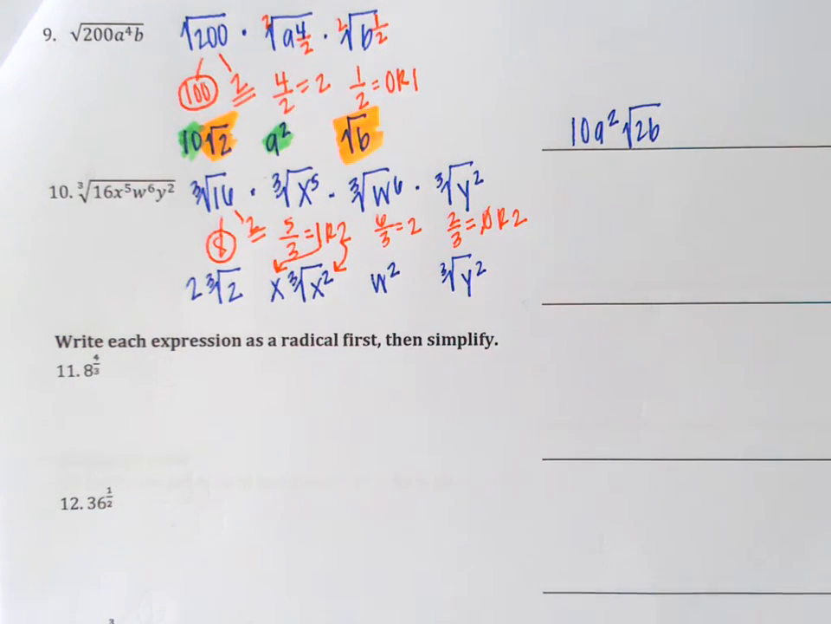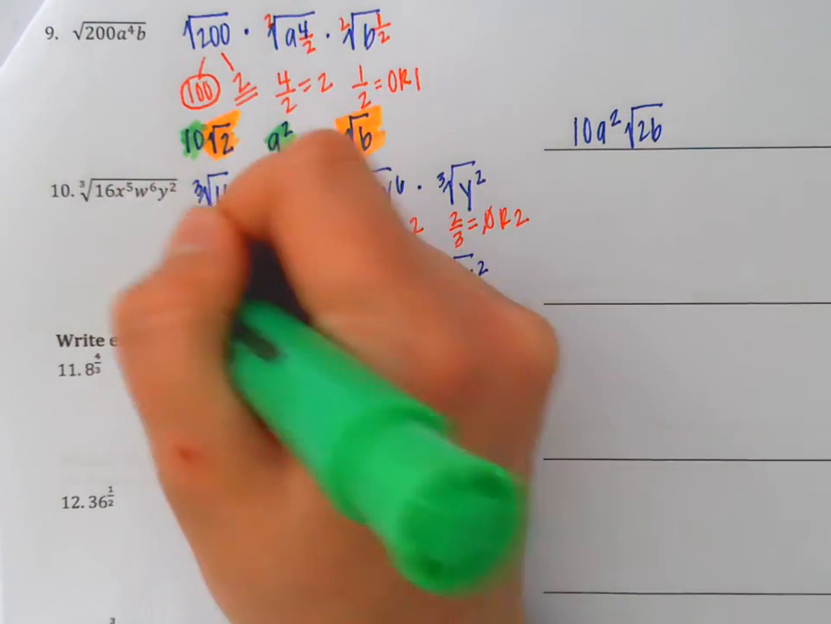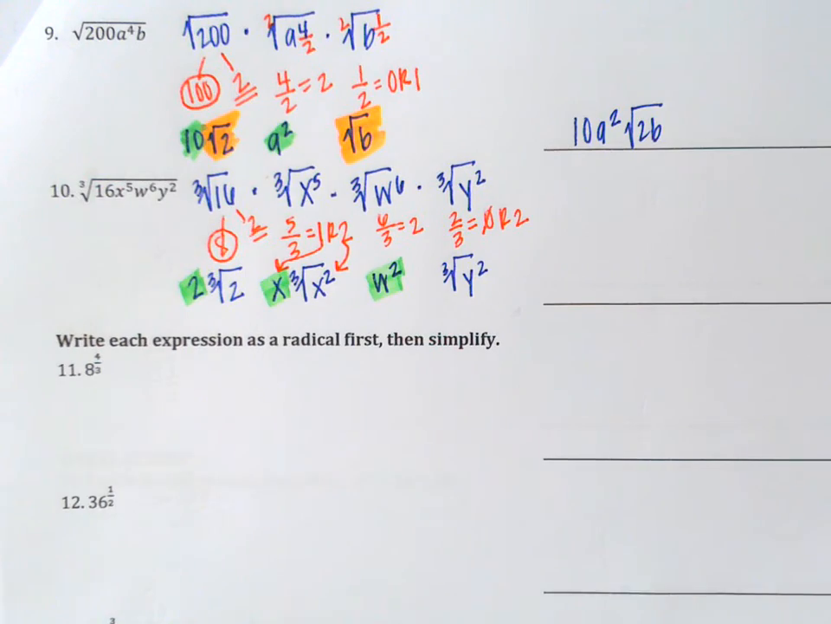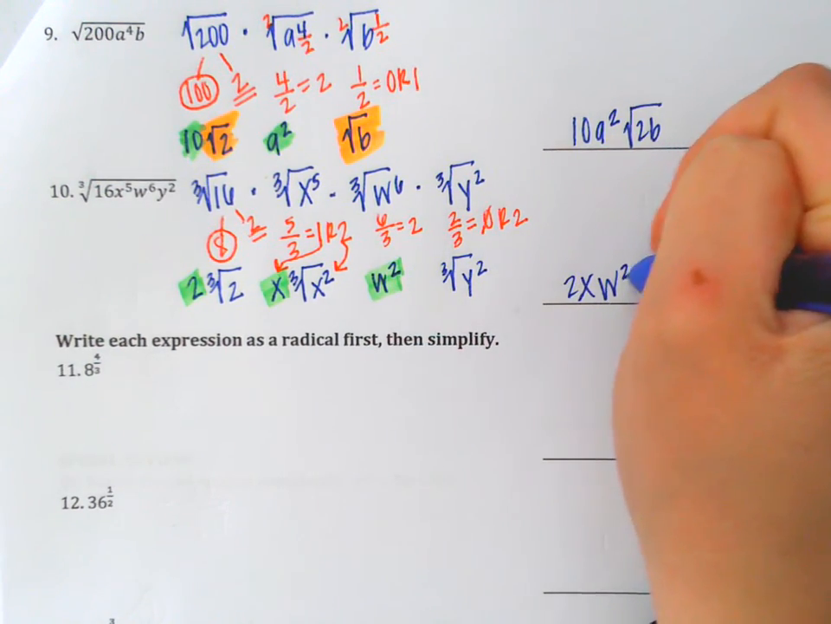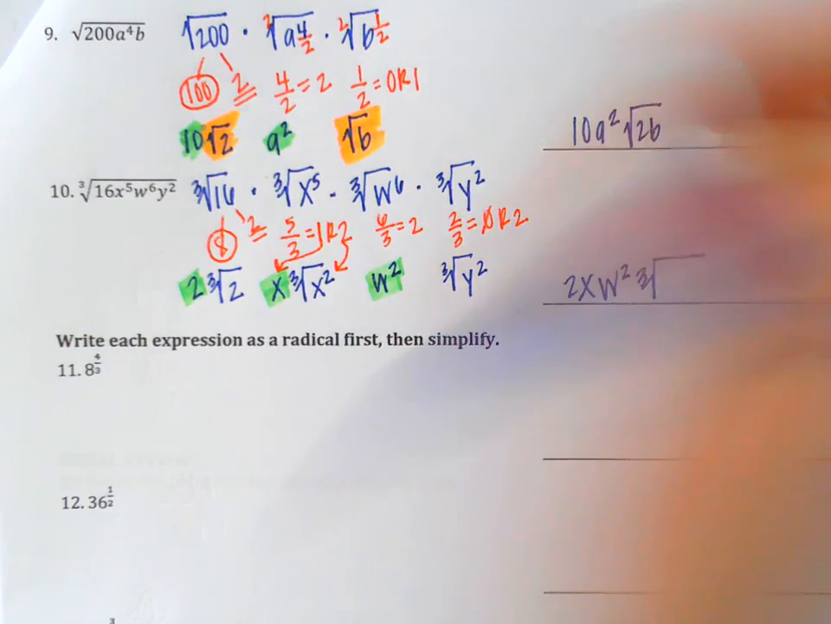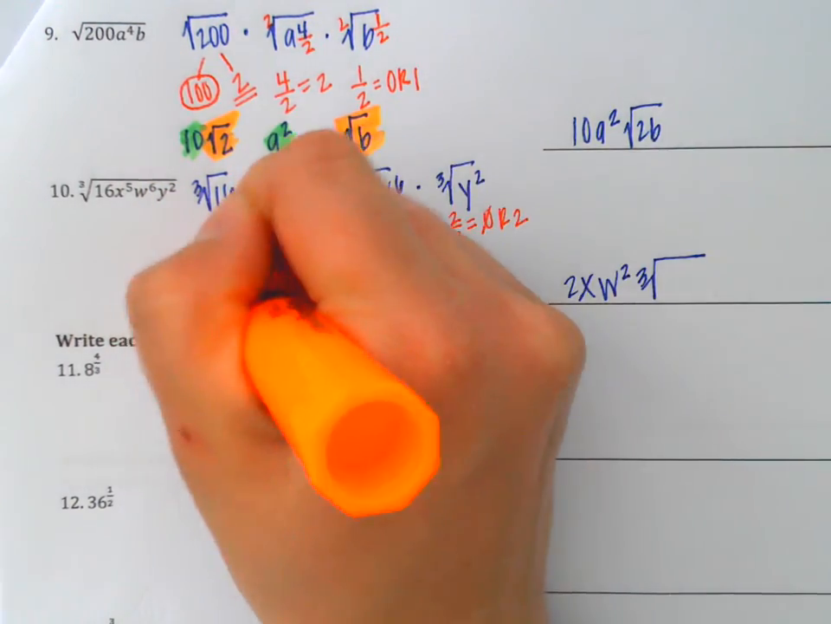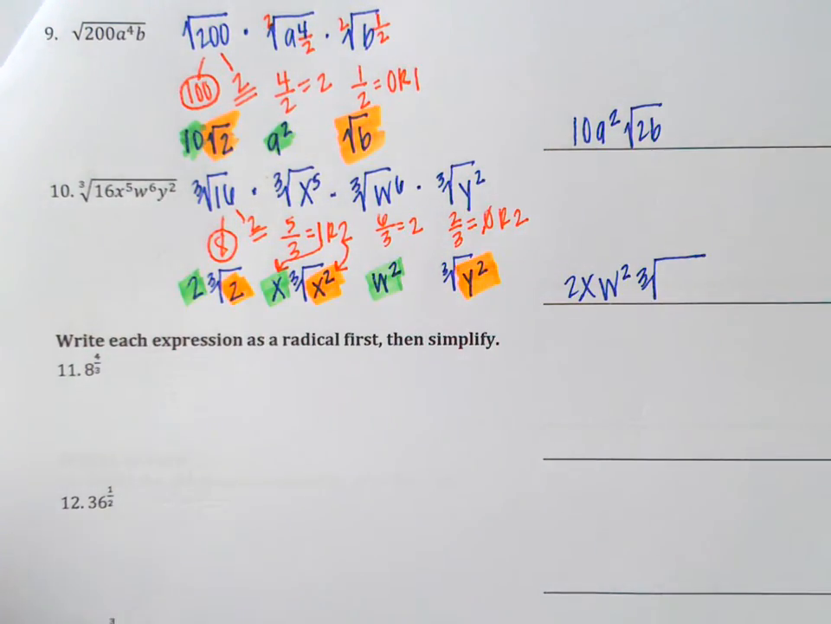So then I combine everything that's on the outside of the cube root. The 2 is on the outside, the x is on the outside, and the w squared is on the outside. And then the cube root on the inside is 2, x squared, and y squared.